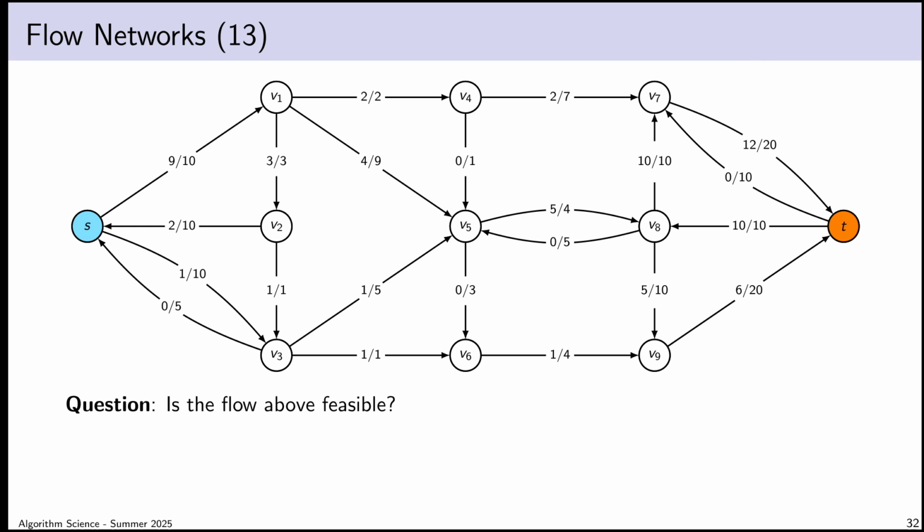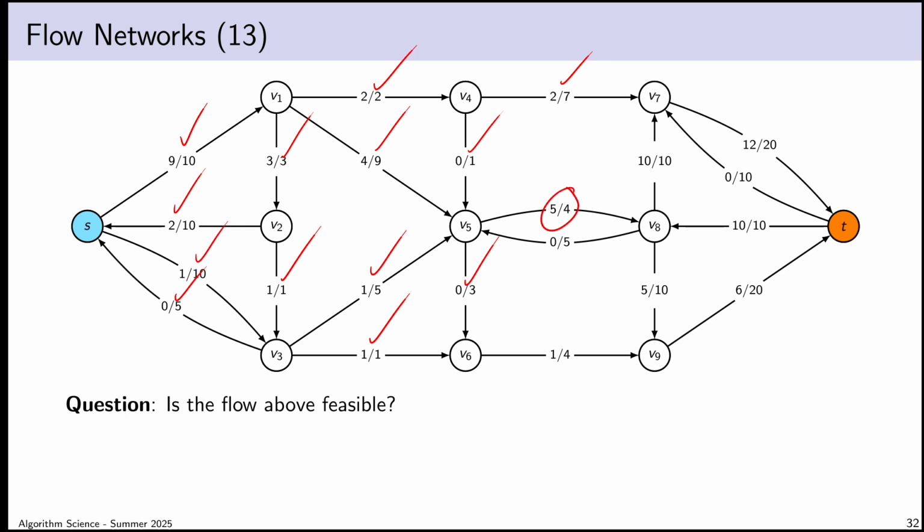So let's walk through this and see if we can detect whether this flow is feasible. To me, it seems like it's easier to check the constraints about the amount of flow on each edge, so I'm going to do those first. Okay, so 9 out of 10, that's good. 2 out of 10, 1 out of 10, 0 out of 5, those are all good. Those all comply with the capacity. 3 out of 3, 1 out of 1, 2 out of 2, 4 out of 9, 1 out of 5, 1 out of 1, 0 out of 1, 0 out of 3, 2 out of 7.